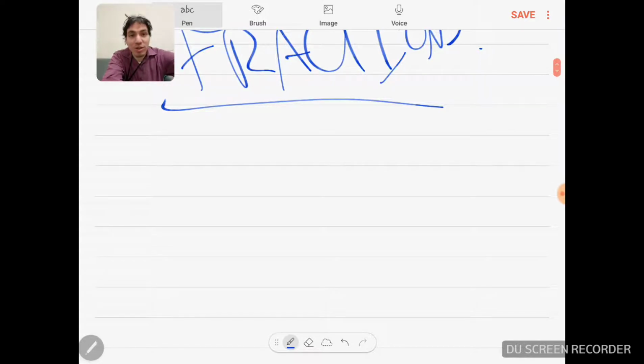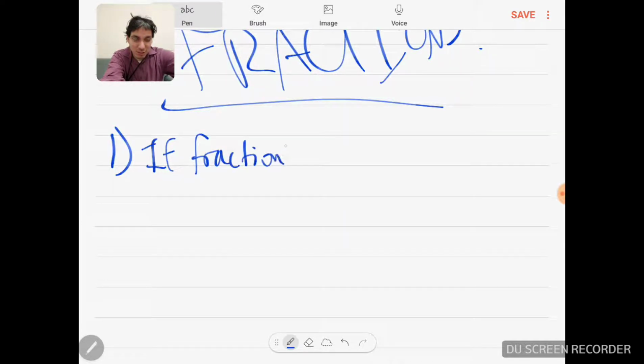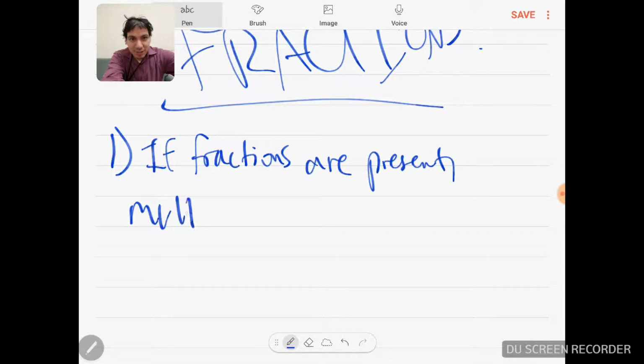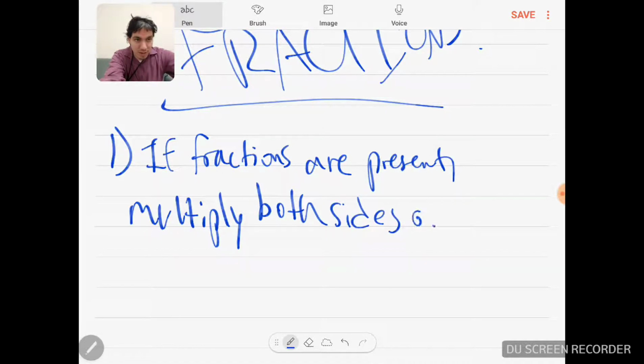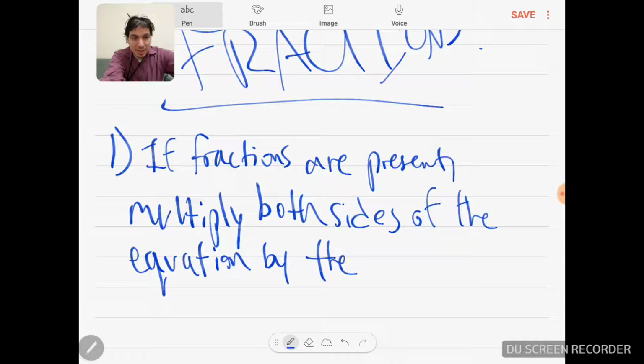Let's write down the steps. What is the process to do each one? So number one, if fractions are present, you must multiply both sides of the equation by the LCD, which is the least common denominator.